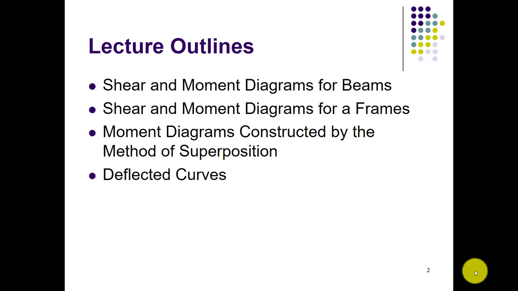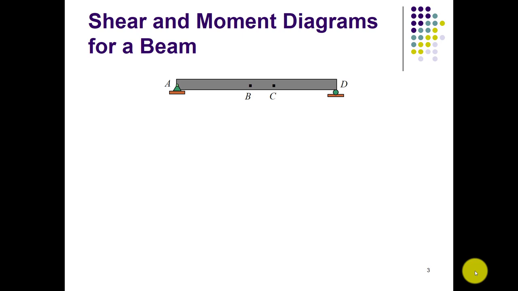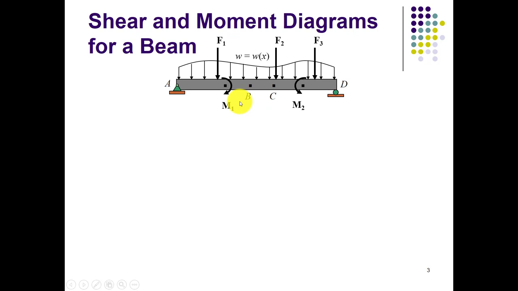Lastly, the deflection curves. So we have a beam which is simply supported. It has two sections B and C, upon which there is a UDL acting with a varying function of w of x. x is basically the length, and there are the point loads F1, F2 and F3, and moments M1, M2 act upon it.